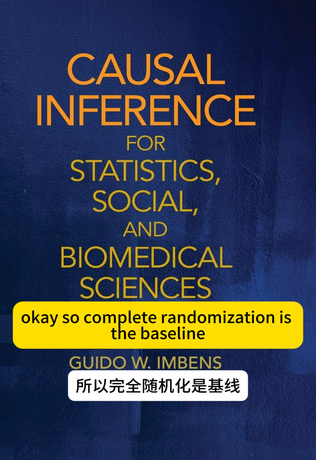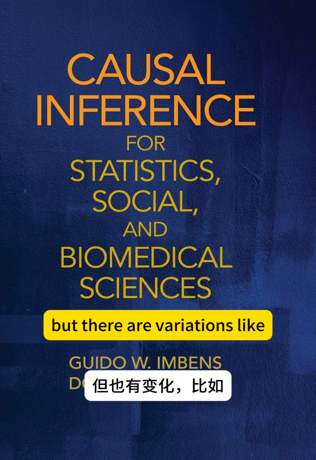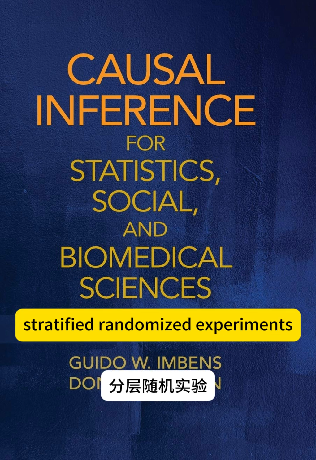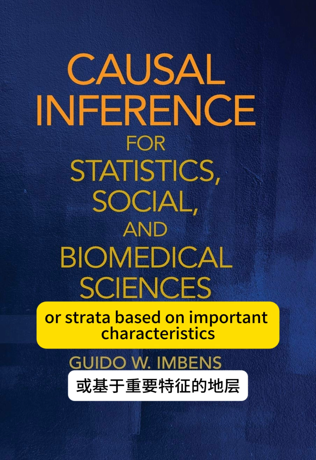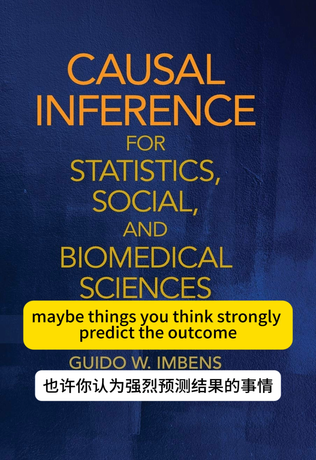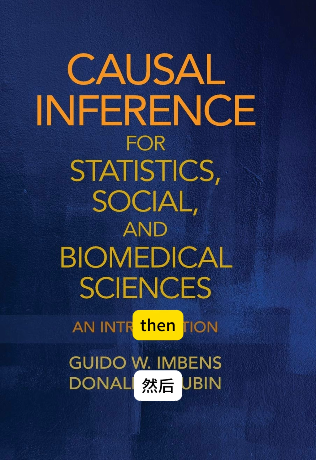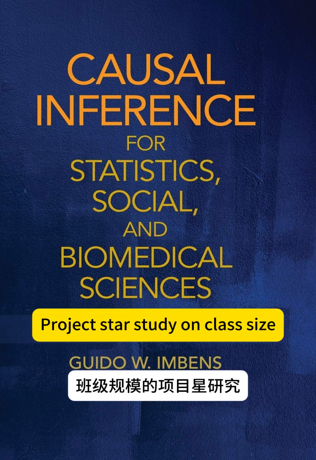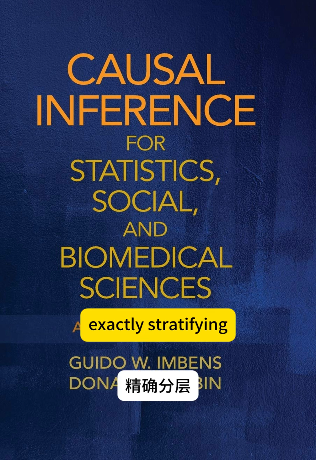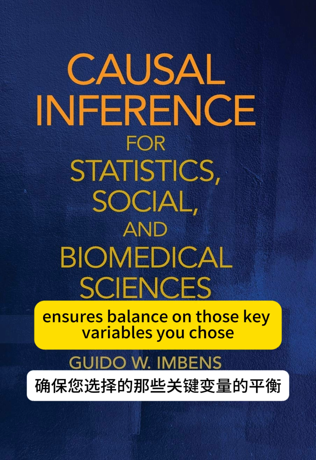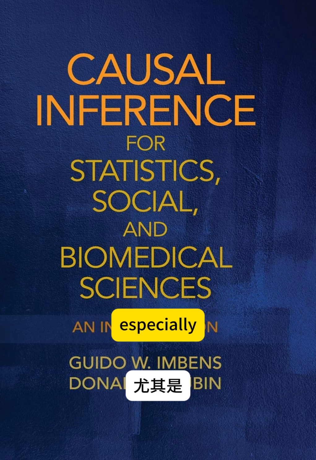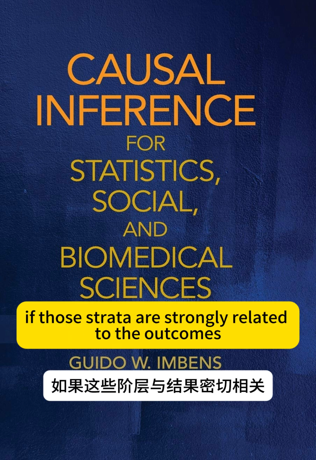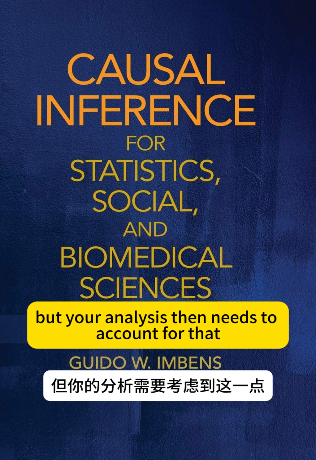Okay, so complete randomization is the baseline. But there are variations, like stratified randomized experiments. What's the idea there? You first divide your units into subgroups, or strata, based on important characteristics, maybe things you think strongly predict the outcome. Then you randomize treatment within each of those strata. Like in that big Project Star study on class size, they randomized within schools, right? Exactly. Stratifying ensures balance on those key variables you chose, which can really increase the precision of your overall estimate, especially if those strata are strongly related to the outcomes. But your analysis then needs to account for that stratification.